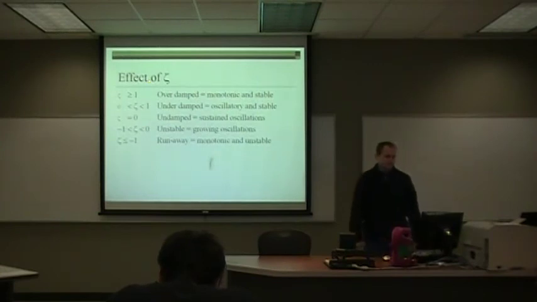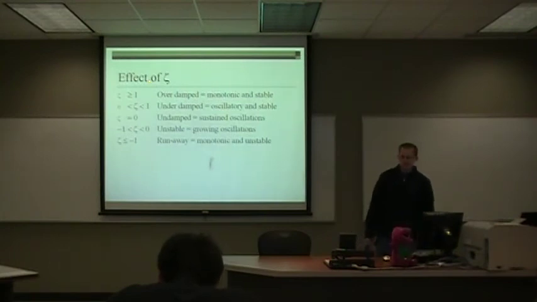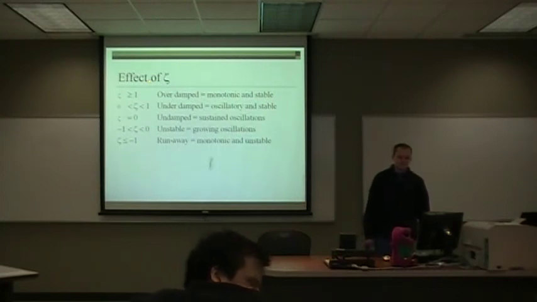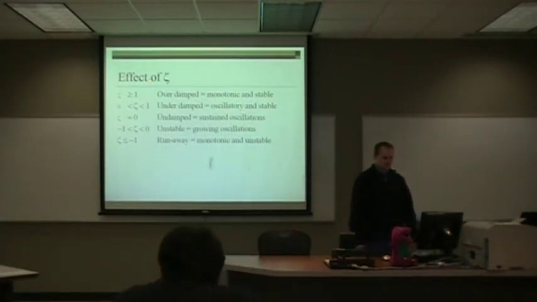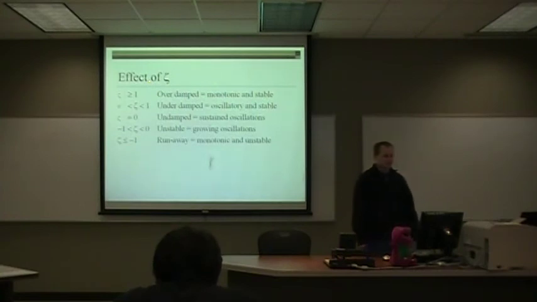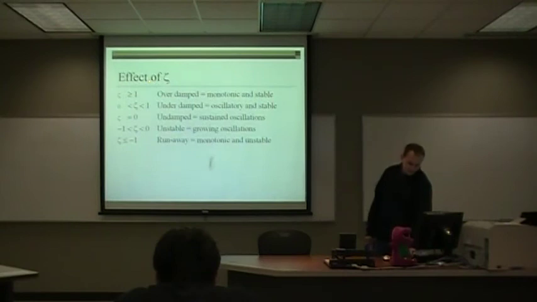The effect of zeta is as follows. For zeta greater than or equal to 1, the system is overdamped, monotonic, and stable. For 0 less than zeta less than 1, the system is underdamped, oscillatory, and stable. For zeta equals 0, the system is undamped with sustained oscillation. For minus 1 less than zeta less than 0, the system is unstable with growing oscillation. And for zeta less than or equal to minus 1, it is runaway, monotonic, and unstable.